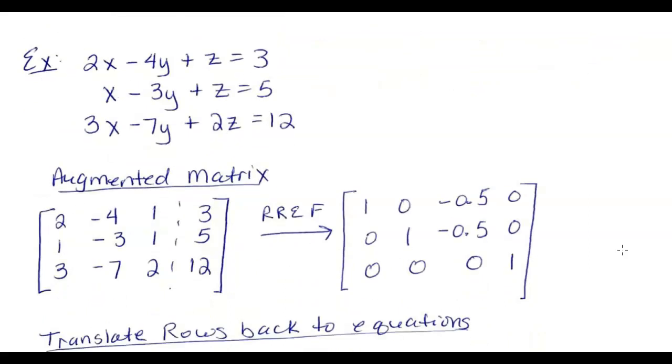Our first step would be to create the augmented matrix for this system. So 2, negative 4, 1, 3 in the first row comes from the coefficients of x, y, z and the constant in equation 1. 1, negative 3, 1, 5 from the coefficients and the constant from equation 2. And then our last row, 3, negative 7, 2, and 12 comes from the coefficients of x, y, and z and the constant in the third equation.